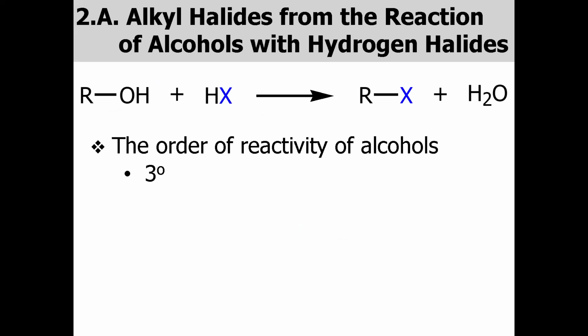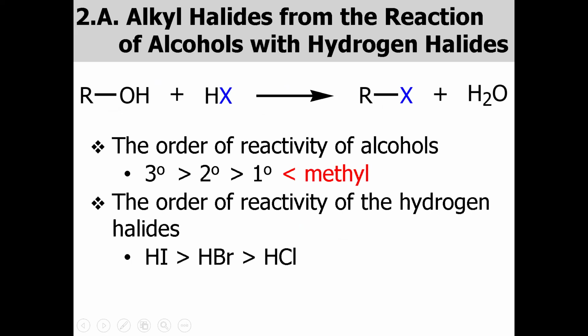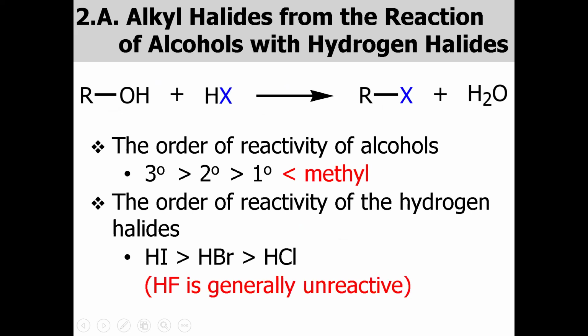Here is the order of reactivity of alcohol on treatment with HX, like HCl, HBr, or HI. The most reactive alcohol is the tertiary alcohol, and the least reactive alcohol is the methyl. While in the order of reactivity of the hydrogen halide, the strongest acid is HI and then HCl. And HF is generally unreactive in this reaction because of the strong attraction between the hydrogen and the fluorine.